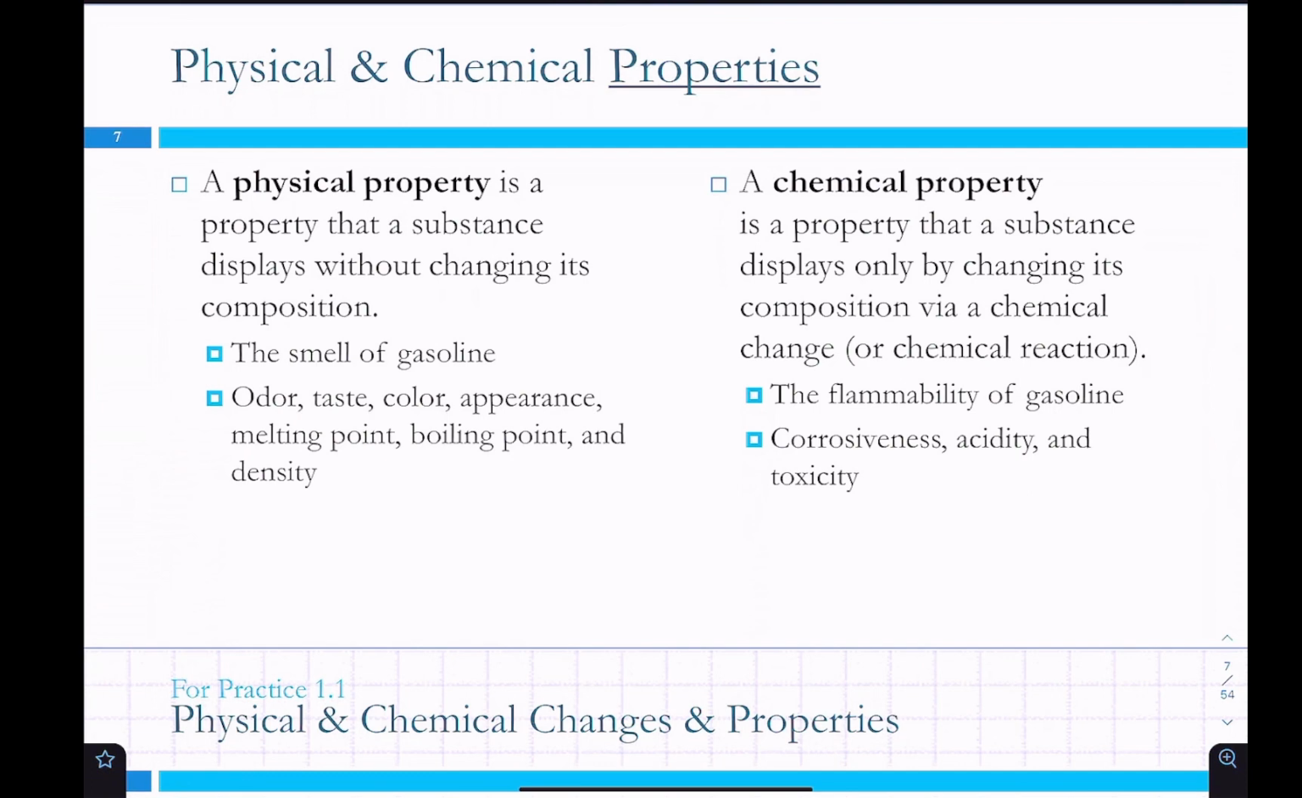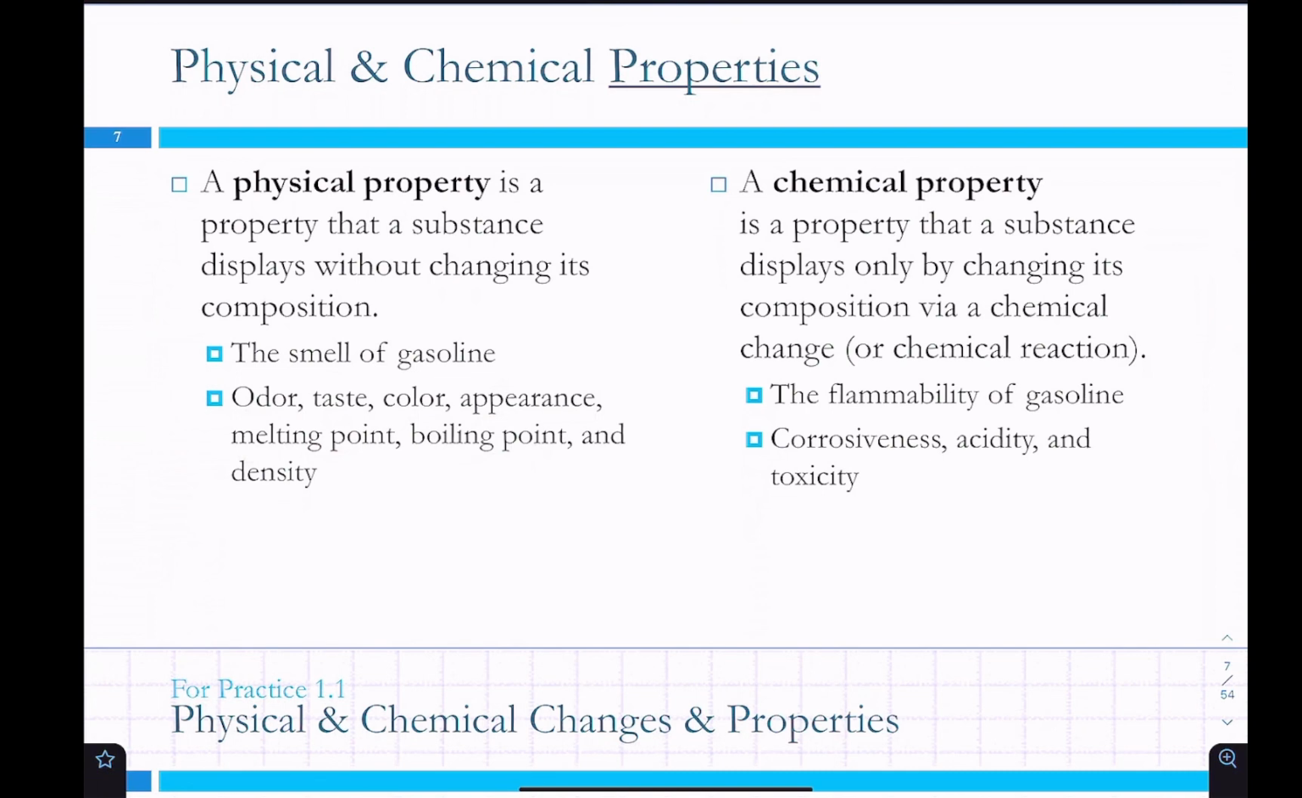And those chemical and physical changes can be defined by something's chemical or physical properties. A physical property, by a simple definition, is a property that displays without changing its composition. For example, the smell of gasoline. You don't need to change the gasoline into something else to smell it. That's your nose picking up those molecules and telling your brain that's gasoline. So things like odor, taste, color, appearance, melting point, boiling point, and density are all physical properties. You don't need to change the substance into something else to exhibit those properties.